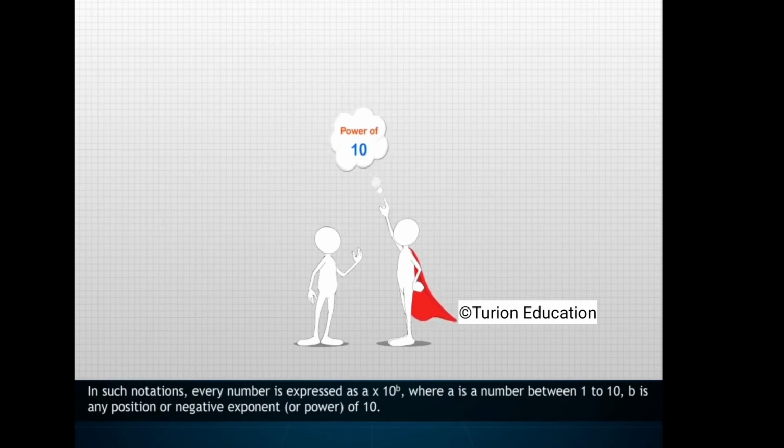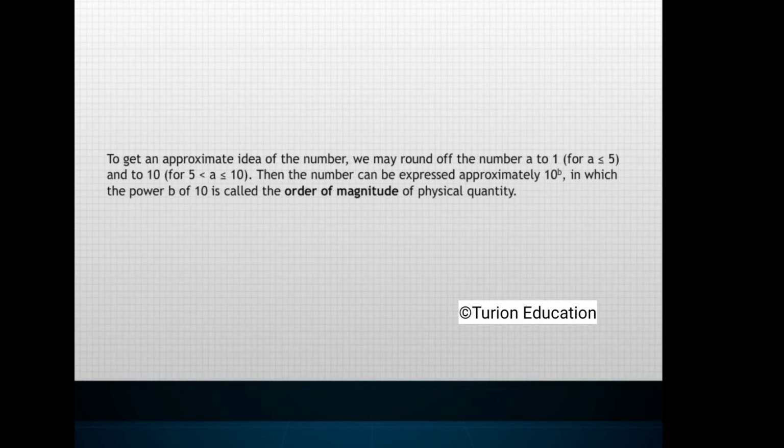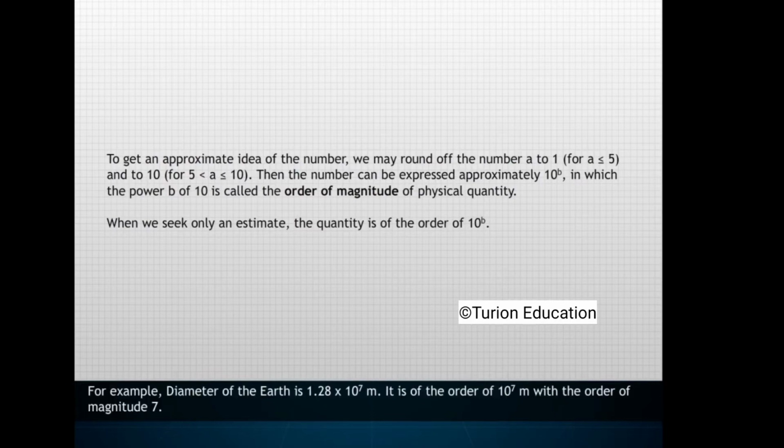In such notation, every number is expressed as a into 10 raised to b, where a is a number between 1 and 10 and b is any positive or negative exponent or power of 10. To get an approximate idea of the number, we may round off the number a to 1 for a less than or equal to 5 and to 10 for a greater than 5 and less than or equal to 10. Thus, the number can be expressed approximately as 10 raised to b, in which the power b of 10 is called the order of magnitude of the physical quantity. When we seek only an estimate, the quantity is of the order of 10 raised to b.